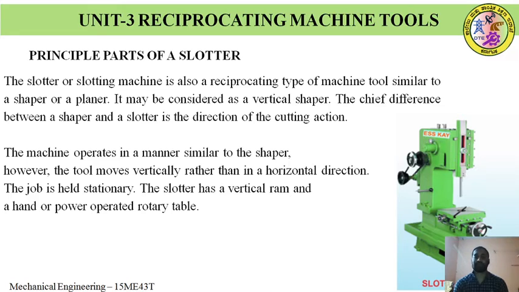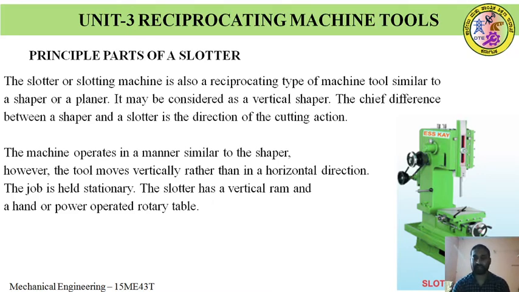Introduction to slotter machine. The slotter machine, as you can see in the figure, is very similar to the shaper machine. It also comes under the reciprocating machines. Why? Because it also reciprocates. Here, it is just like a vertical shaper. The slotter is similar to the shaper. The only difference is that the ram carrying the tool reciprocates in the vertical direction.